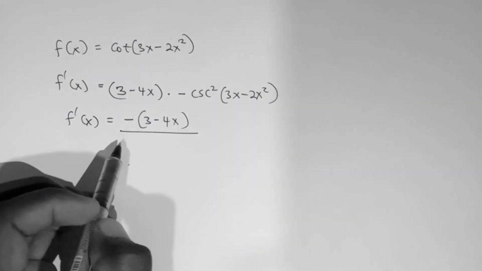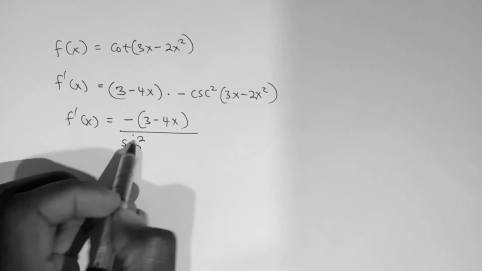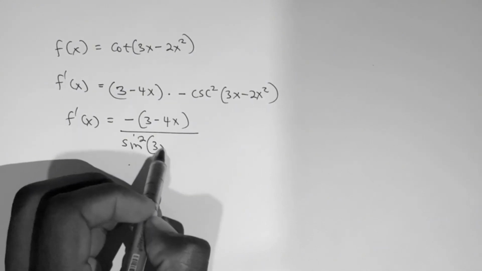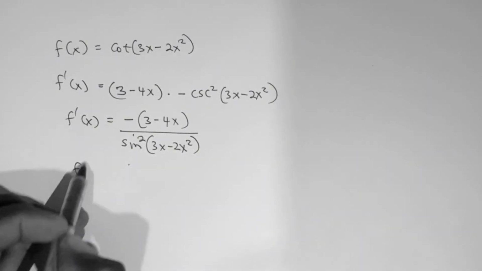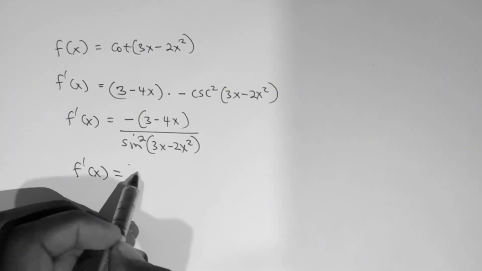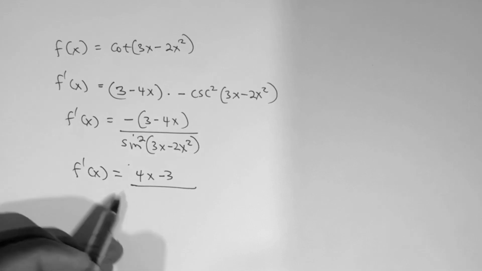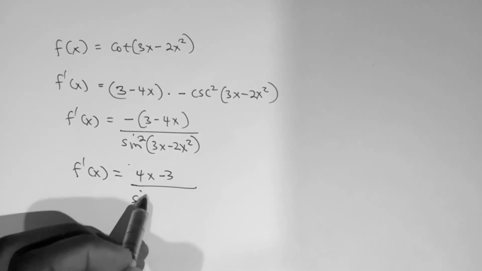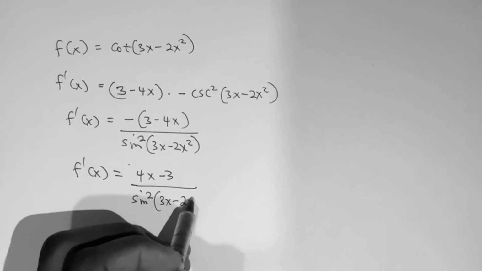cosec is the same as 1 divided by sine x. So in this case, it becomes sine squared in brackets 3x minus 2x squared. So f prime of x, we can kill this negative by writing 4x minus 3 divided by sine squared of 3x minus 2x squared.